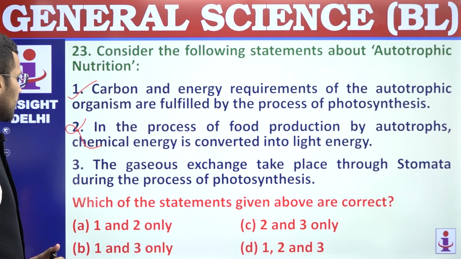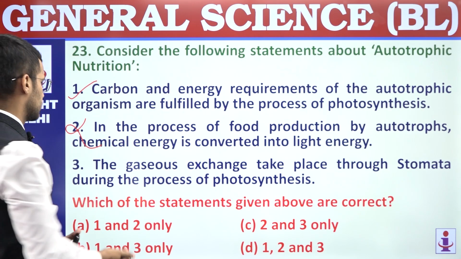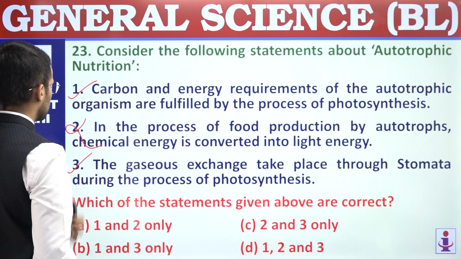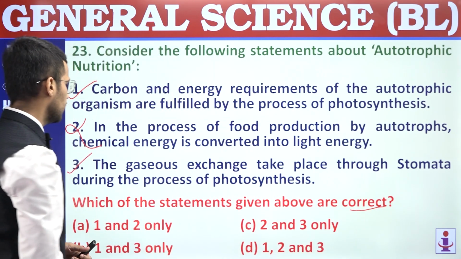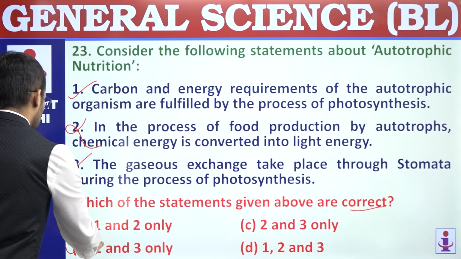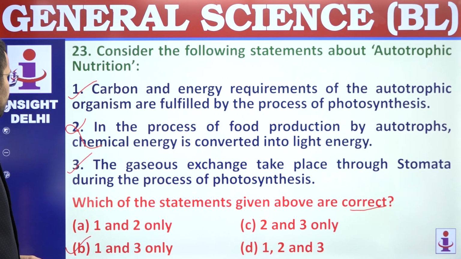Third, the gaseous exchange takes place through stomata during the process of photosynthesis. Correct statement. Right, so first and third statements are correct. We are supposed to find out correct statements only. Hence, answer is B, 1 and 3 only. Question number 23, answer is B.